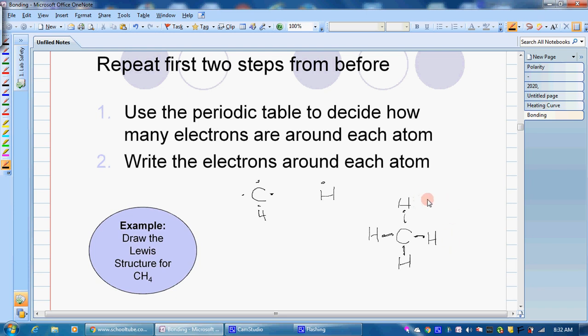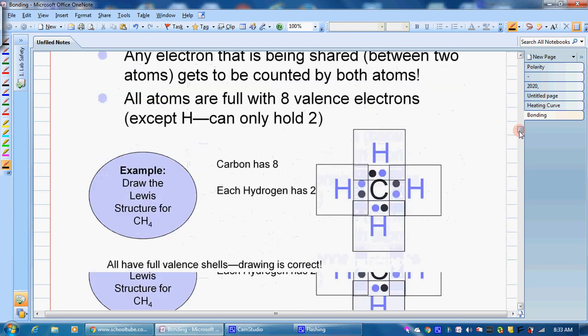What you want to do when you're done with that is make sure your shell is full. Remember, hydrogen is full with those 2 electrons. As we go around, we can see that each hydrogen has a full shell, and they're stable. Then we have to remember that each one of these electrons is shared, so it counts both for the hydrogen and for the carbon. So carbon would have 1, 2, 3, 4, 5, 6, 7, 8 electrons, and that makes it stable. This would then be a completed covalent structure for methane.